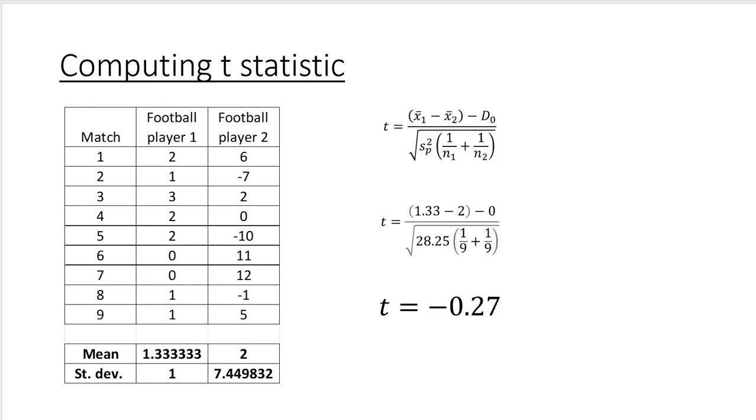Keeping this in mind, we can proceed to calculating the t statistic. So x1 bar is equal to 1.33, which is the average score of the first player. x2 bar is equal to 2, which is the average score of the second player. We want to investigate whether the difference between those average scores is equal to 0. That's why d0 is equal to 0. And as a result, the t-value we obtained is equal to negative 0.27.